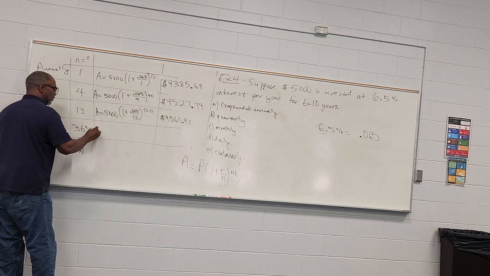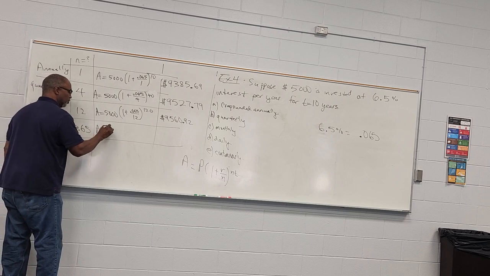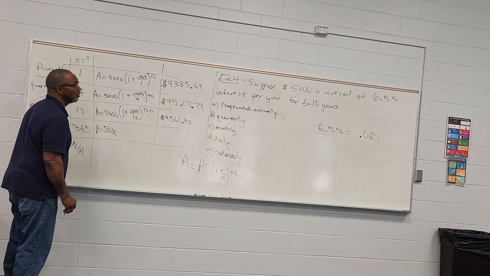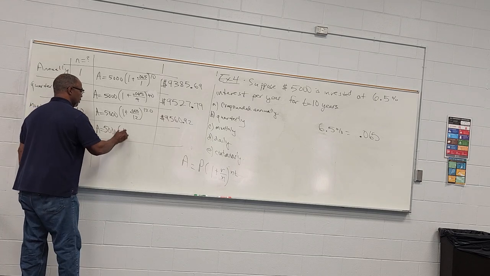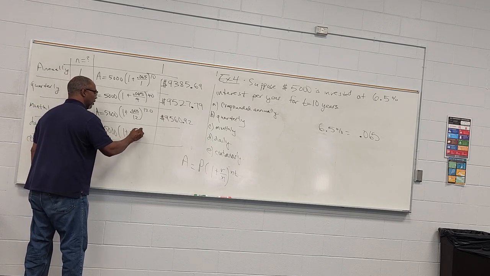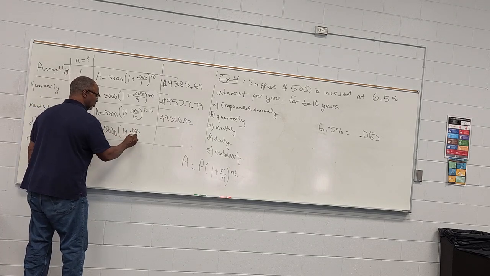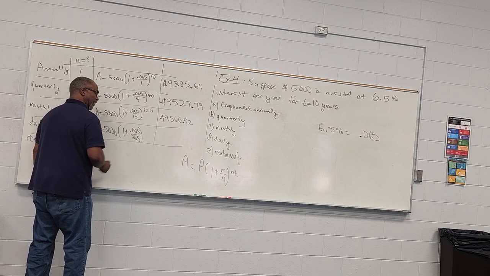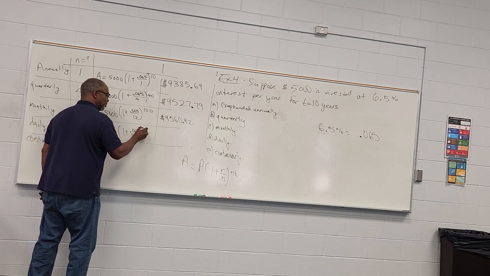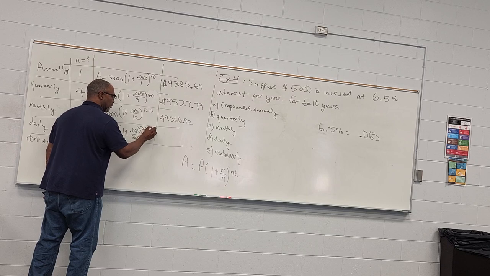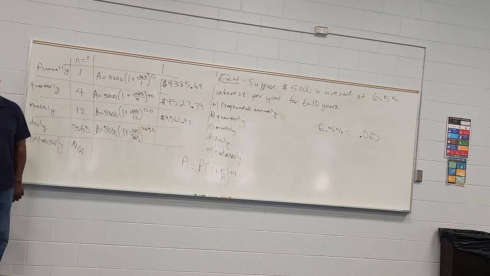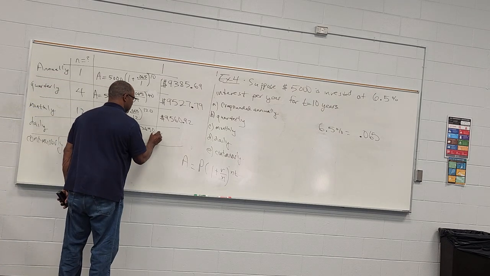Now N equals 365, the future value A. 5,000, 1 plus interest rate, divided by N. N is 365 now. N times T, 365 times 10 would be 3650. Do that in your calculator. 95.77.15.